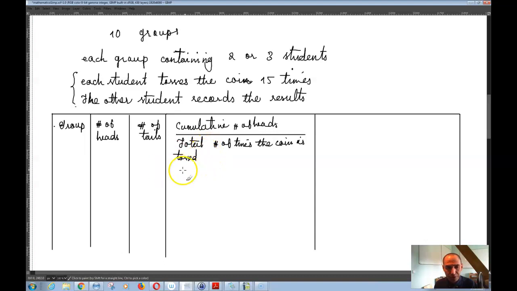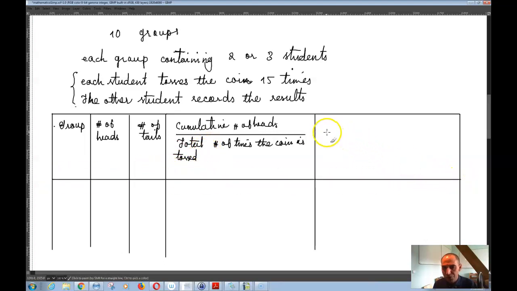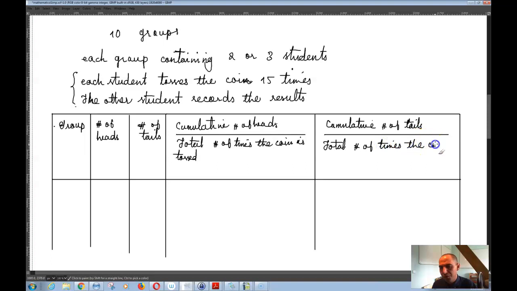And I can draw a line over here, and over here I can have the same type of thing, which would be cumulative number of tails divided by the total number of times the coin is tossed. So I call this column number 1, column number 2, 3, 4, and 5. And so I have, for example, 1, 2, 3, 4, and so on groups.